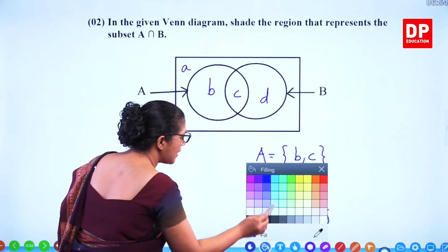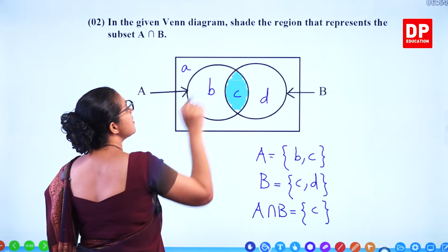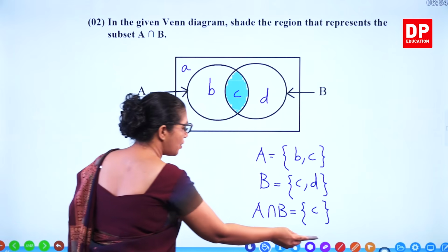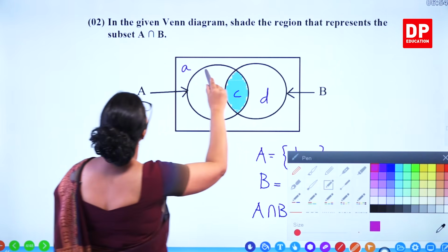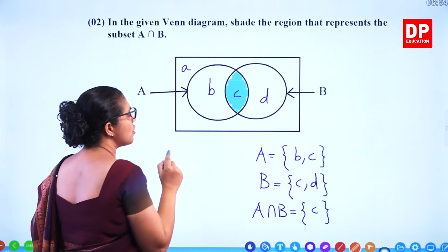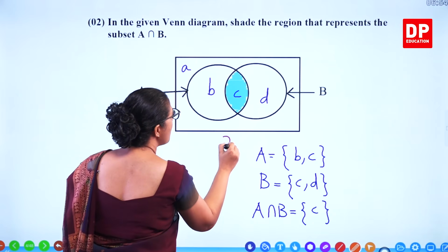So this part is the intersection of these two. So you can write down here. They are asking to shade. So this part you have to shade. How many marks? Straight away you get 2 marks.